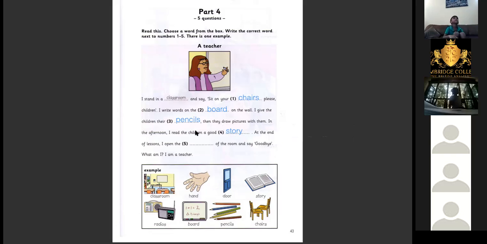Okay, at the end of the lessons, I open the blank of the room and say goodbye. So what does the teacher open at the end of the class? Class eke end eke mokakda teacher open karanne? What she opens? The door. Door. Answer.